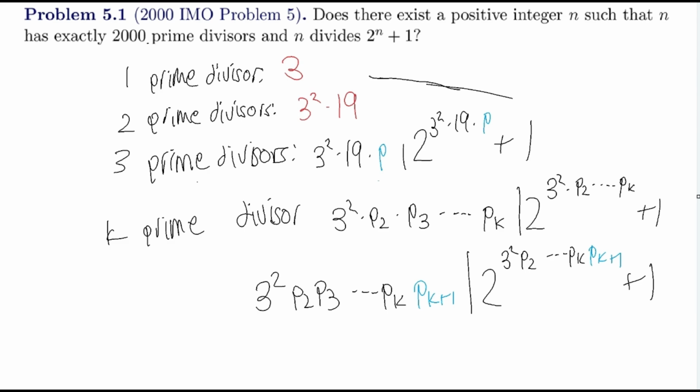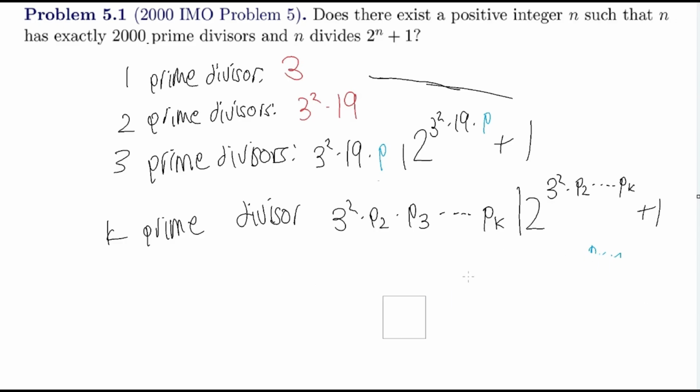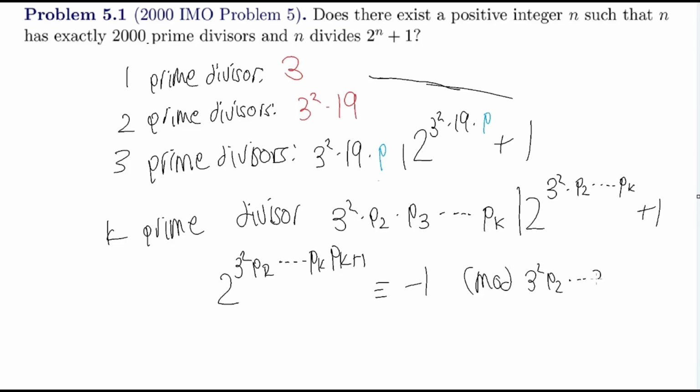And we can look at this using Chinese remainder theorem again. If we look at it modulo this one here, then we might expect something similar to work out here. So we want to show 2 to the 3 squared p1, p2 all the way to pk plus 1 is equivalent to negative 1 mod 3 squared p2 all the way to pk. And we know that if we get rid of this p1 here, then it is true because of this one here.